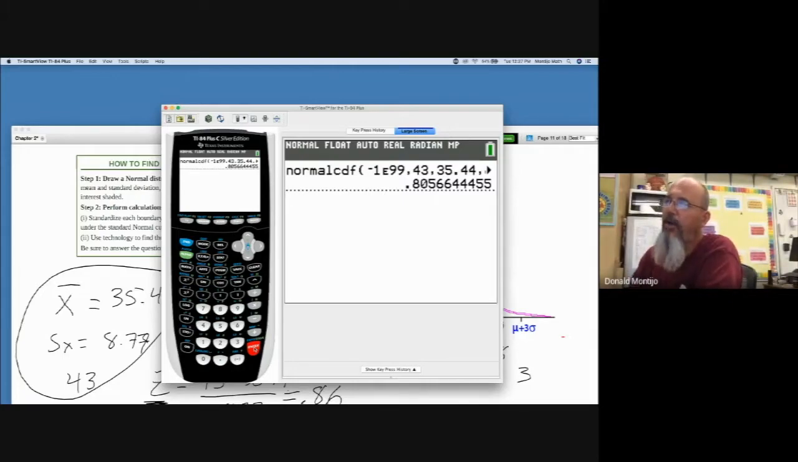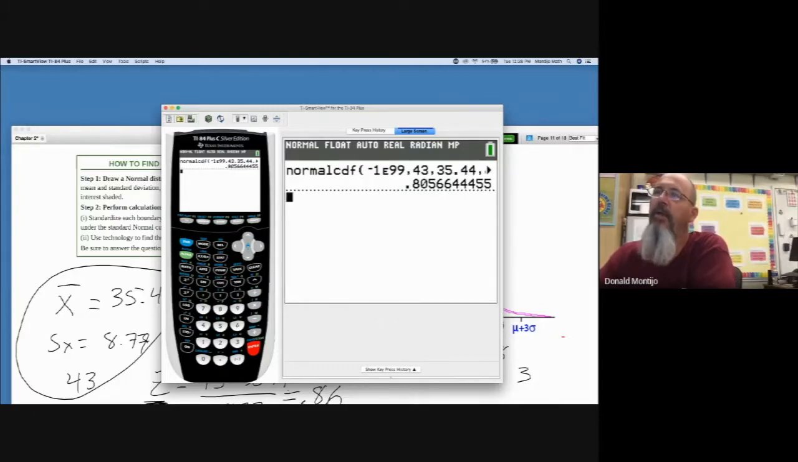So what this calculator did was it took our original data, the mean of 35.44, the standard deviation of 8.77, and the score of 43. It did a z-score. It went to table A, it looked it up, and it spit the answer out for us. So remember, the calculator is very, very strong, but it doesn't have a brain. You have to be the brain. You have to tell the calculator what to do. But this is the same thing that we just did here using table A.